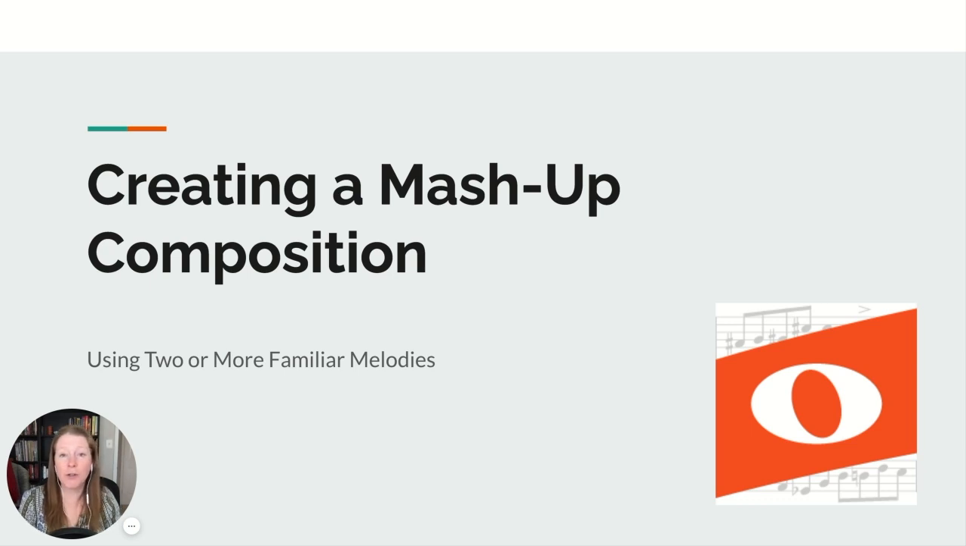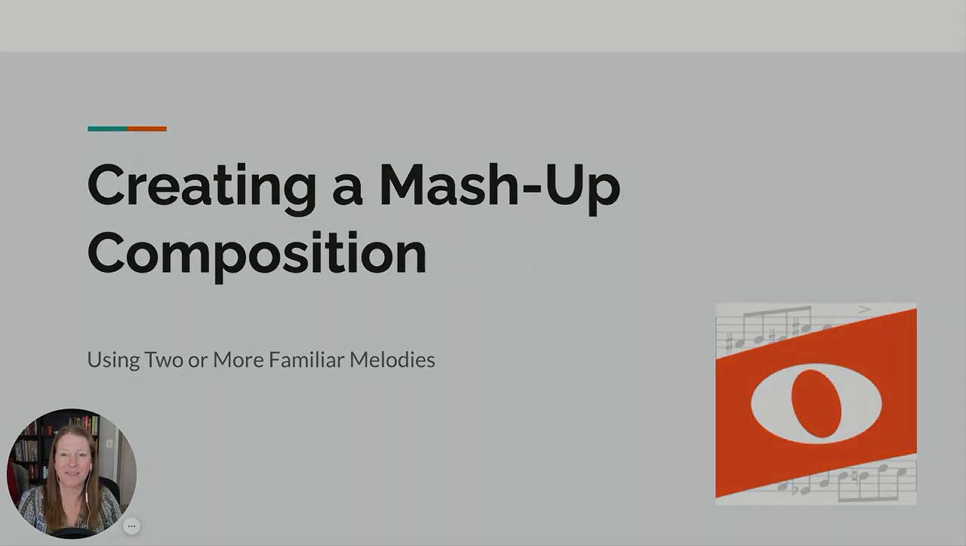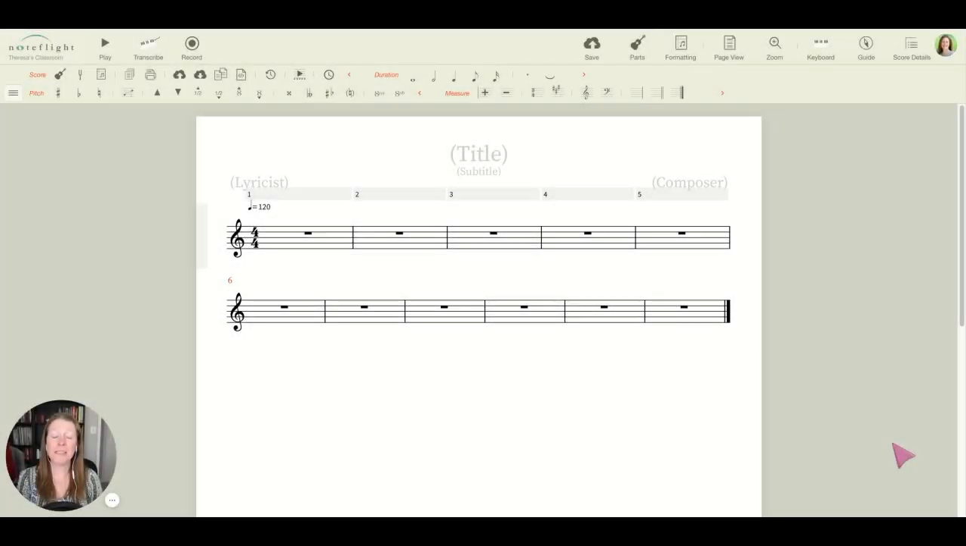In this lesson, you'll be creating a mashup composition using 2 or more familiar melodies. Okay, for this lesson, I'm assuming you are already familiar with the Noteflight editor and you know how to set up a score for your instrument. So be sure that you've turned off concert pitch, you've selected the correct instrument part, you've also made sure that it's the correct time signature and the correct key signature.